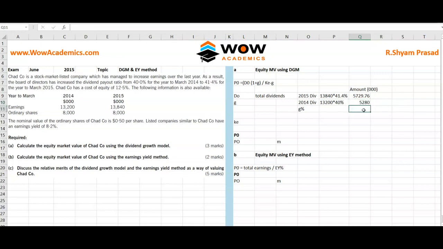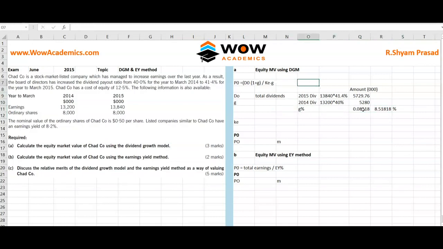Now we can find out the growth rate. The growth rate will be the latest number minus the previous year number; the difference is the increase in dividend. That divided by the last year dividend will give us the dividend growth. So the dividend growth is 0.08, or if you want, we can multiply it by 100 to get our growth rate in percentage. It comes to 8.51%. So that's the number we have, in percentage, and we can use these numbers to calculate our P0.